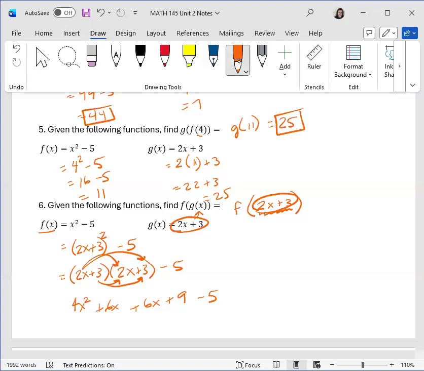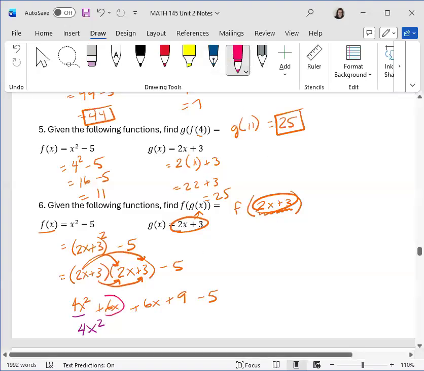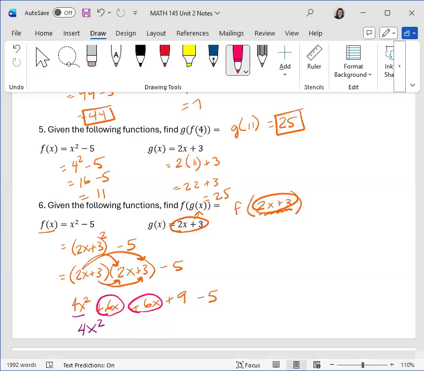Now checking for like terms to simplify. There is nothing like the 4x squared, so I'm just going to bring that down, 4x squared. I am going to combine the 2x terms. They're both 6x, so adding those, I would get plus 12x. And then combining the two constants.